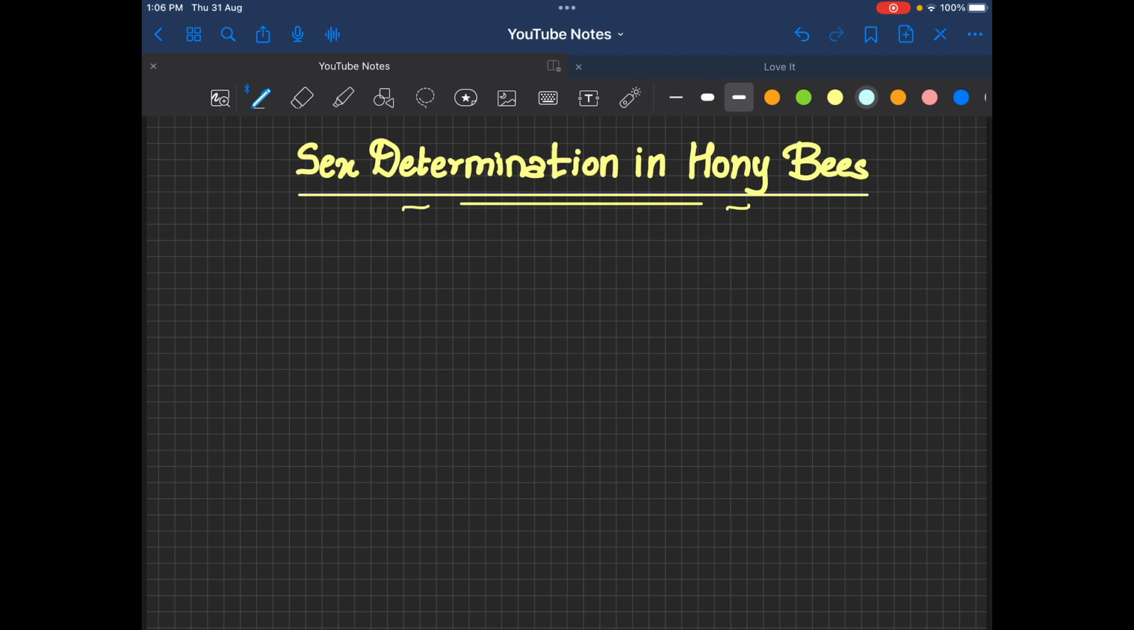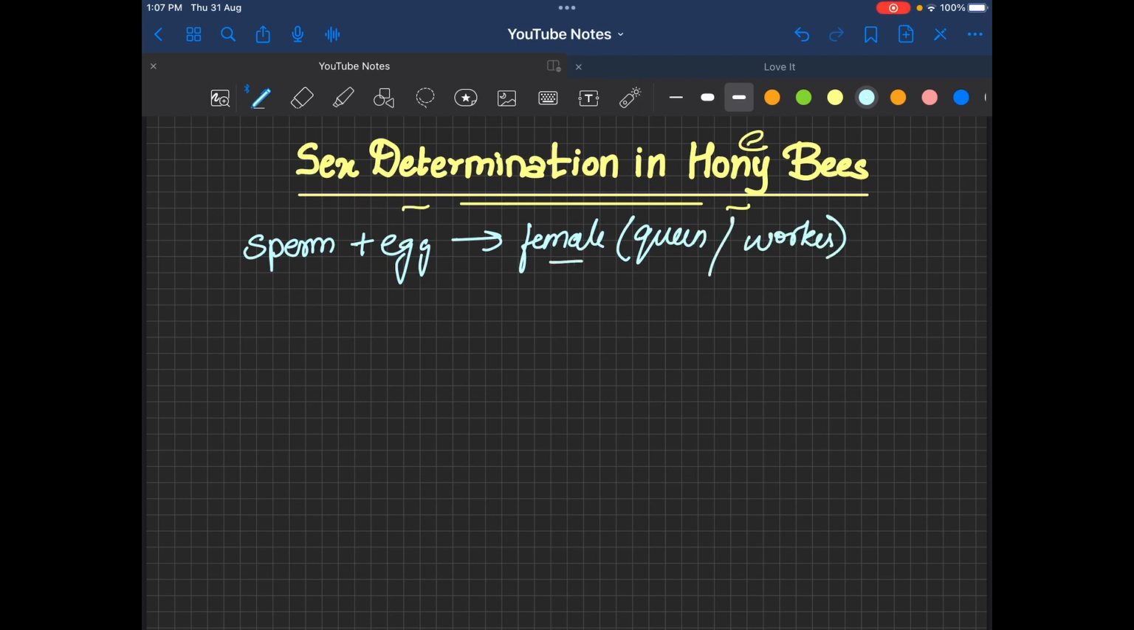I spelled it wrong, honeybees. Here the sex determination in honeybees is based on the number of sets of chromosomes an individual receives. Now I'll explain what that is. An offspring formed from the union of a sperm and an egg develops as a female. That is, when sperm and egg fertilize, they become female, that is, queen or worker. Female can be queen or worker. And an unfertilized egg becomes male.